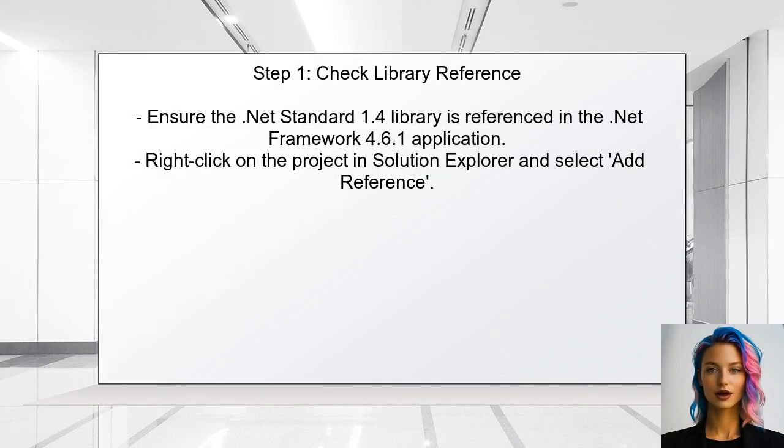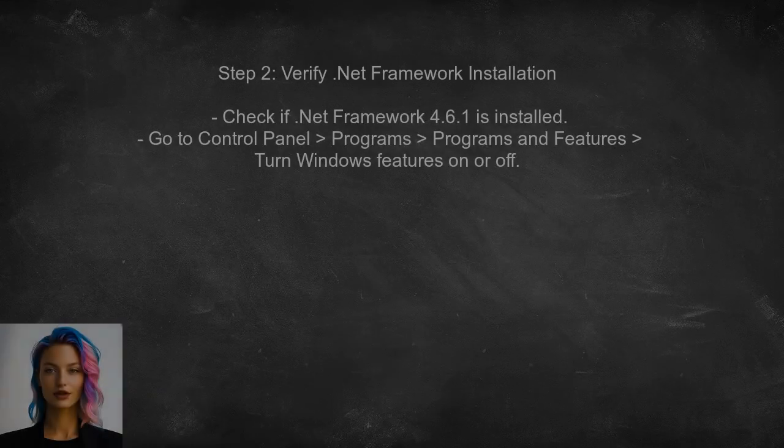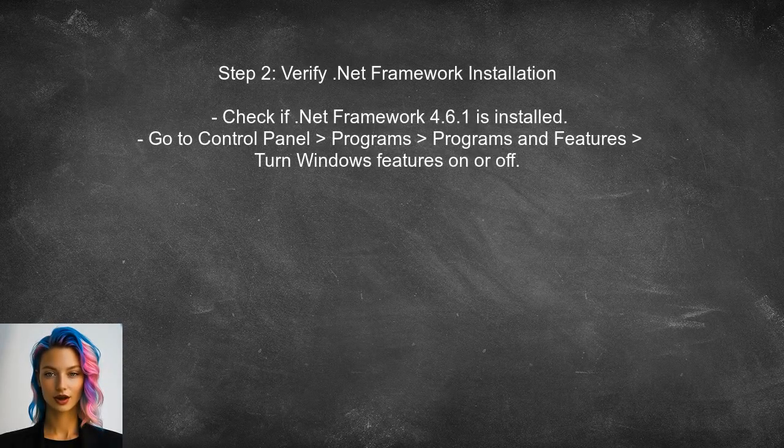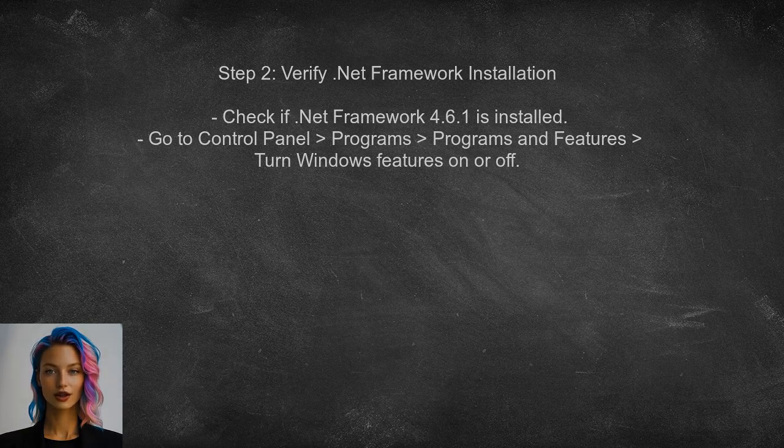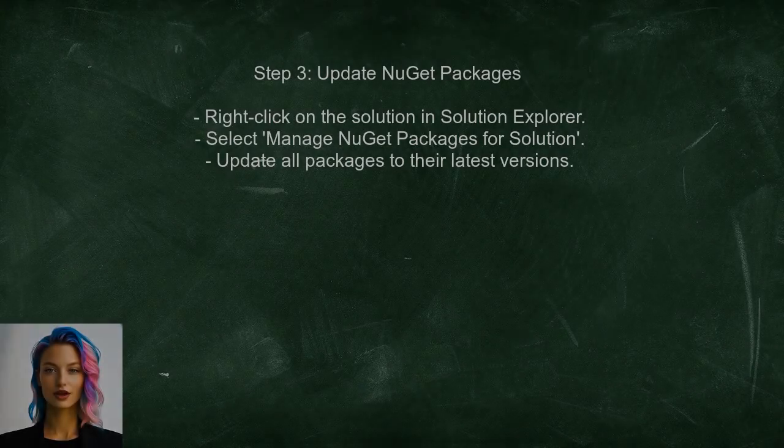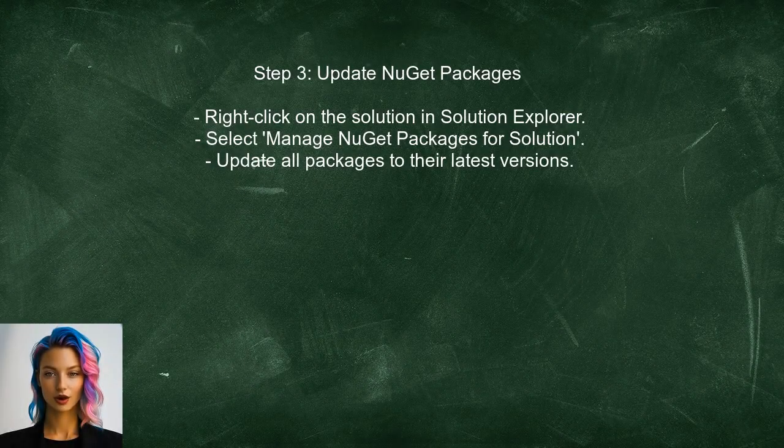To address the issue with loading the system.io.filesystem assembly, the user should first ensure that the .NET Standard library is correctly referenced in the .NET Framework application. Next, the user should verify that the correct version of the .NET Framework is installed. The .NET Framework 4.6.1 should be fully compatible with .NET Standard 1.4. If the reference is correct and the framework is installed, the user should consider updating the NuGet packages in the .NET Framework application. This can help resolve any dependency issues.